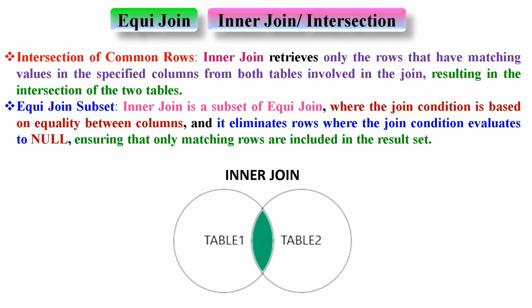Intersection of common rows. Inner join retrieves only the rows that have matching values in the specified columns from both tables involved in the join, resulting in the intersection of the two tables. Look at the picture below. The inner join is the intersection of table 1 and table 2. Equi-join subset. Inner join is a subset of equi-join, where the join condition is based on equality between columns, and it eliminates rows where the join condition evaluates to null, ensuring that only matching rows are included in the result set.